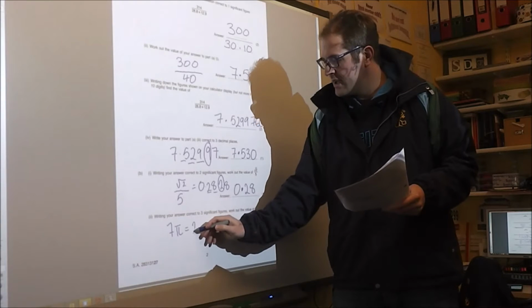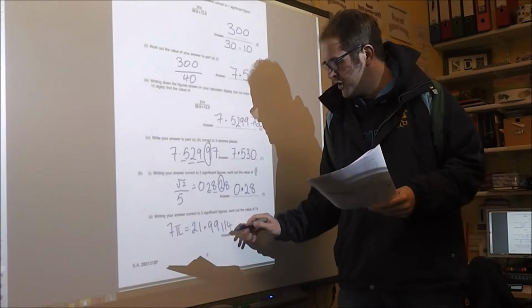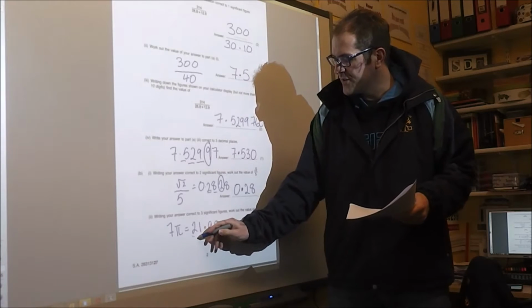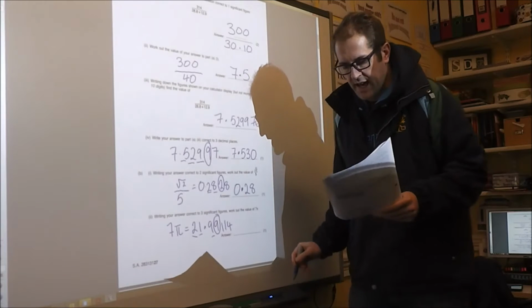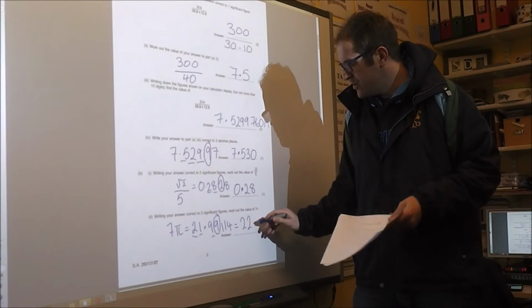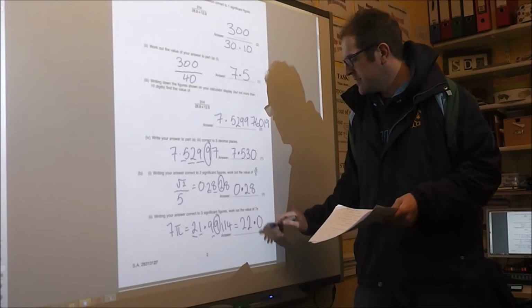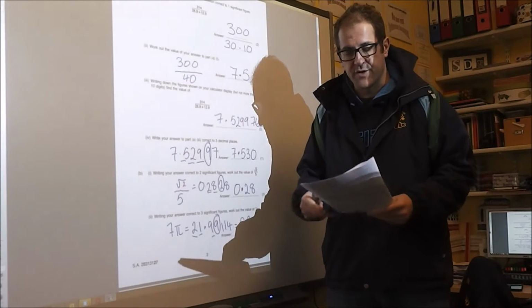7 times pi is 21.99114. 3 significant figures, 1, 2, 3. Look at that, and you round it up. So it becomes 22.0. And you do need to put the 0 because it is your 3rd significant figure.